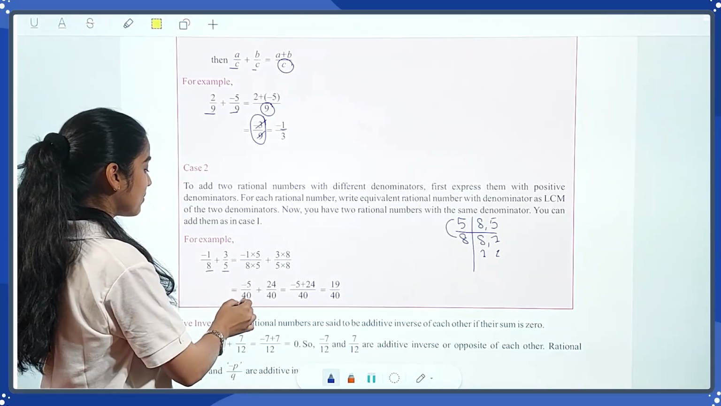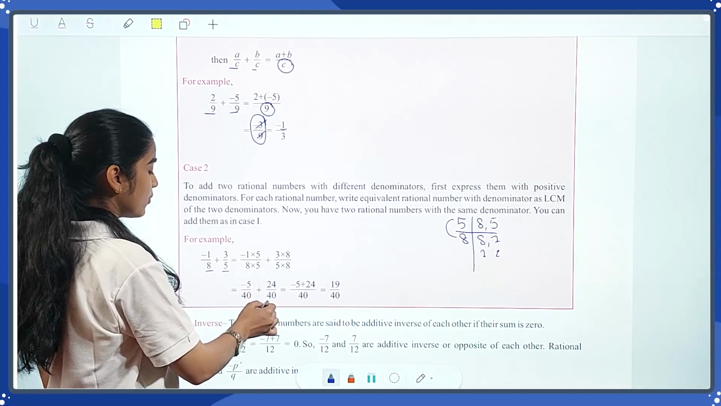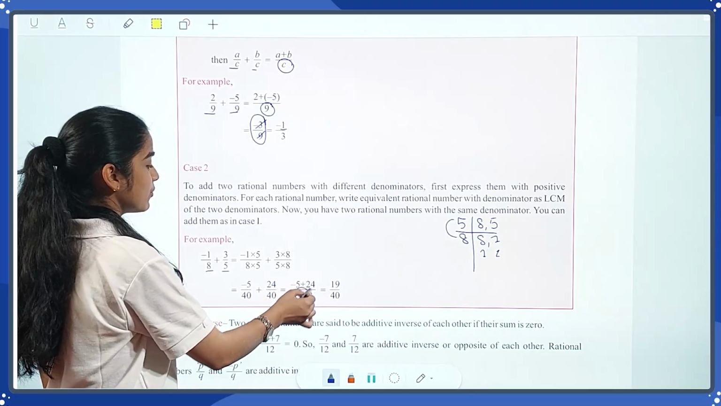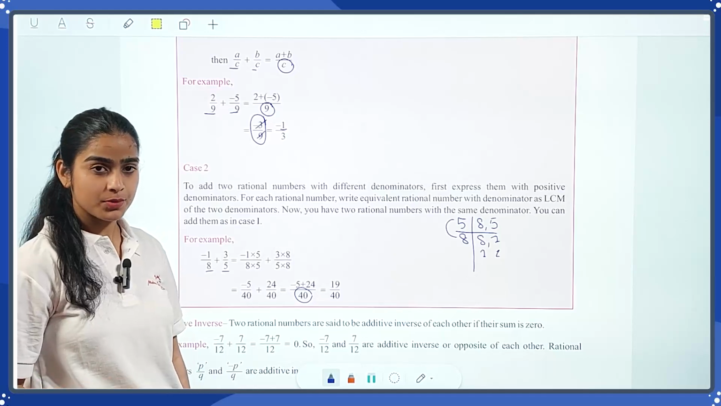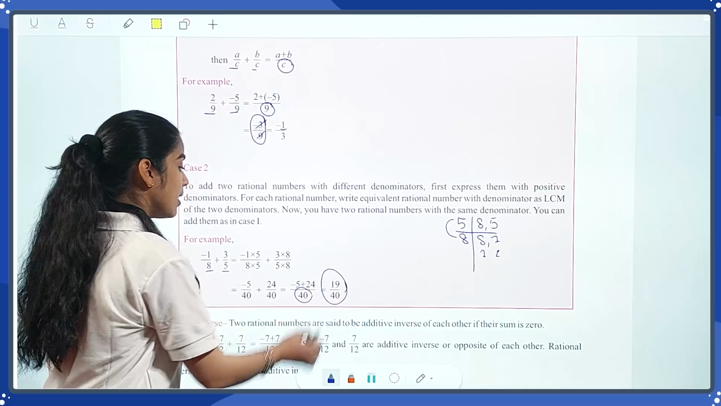So minus 5 upon 40 plus 24 upon 40 is equal to, now with the same denominator, minus 5 plus 24. What you have to perform here is subtraction, because minus plus is minus. So your answer will be 19 by 40.